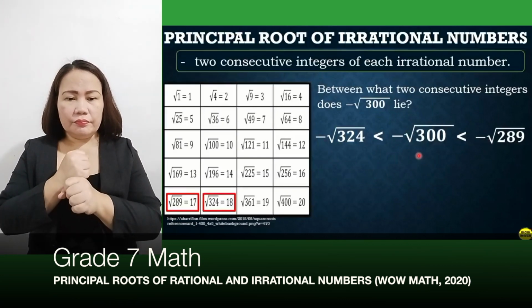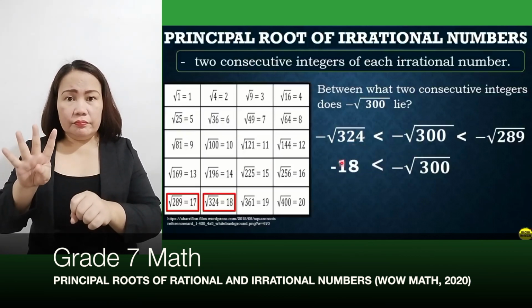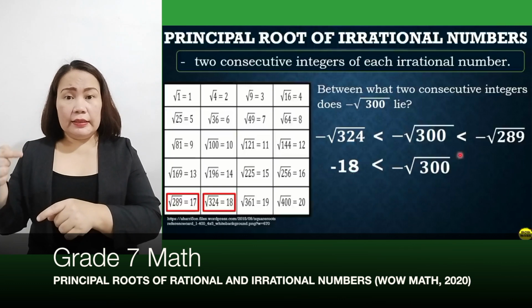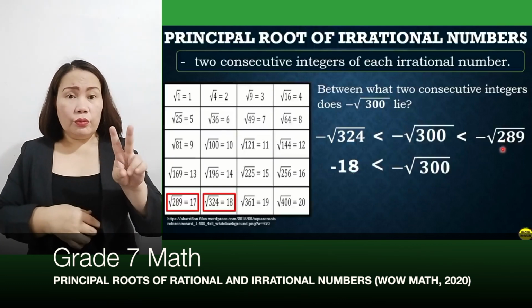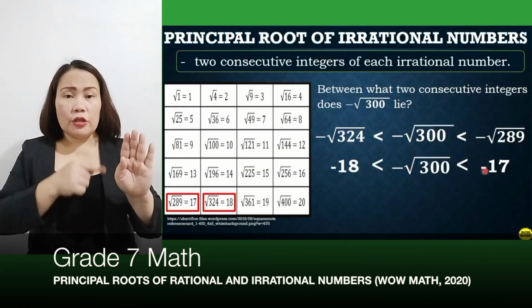Now, so makukuha na natin siya. Square root of 324 is 18. May negative tayo, kaya negative 18. And then square root of 289 is 17. May negative tayo, kaya negative 17.